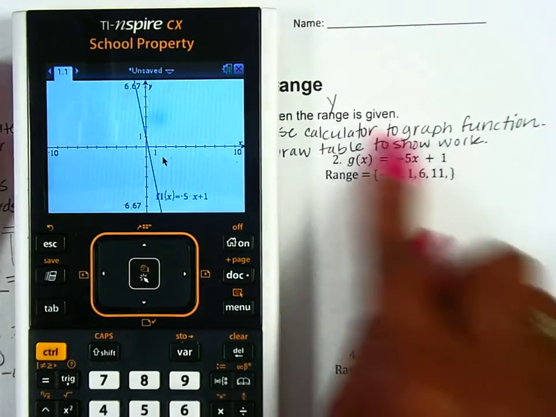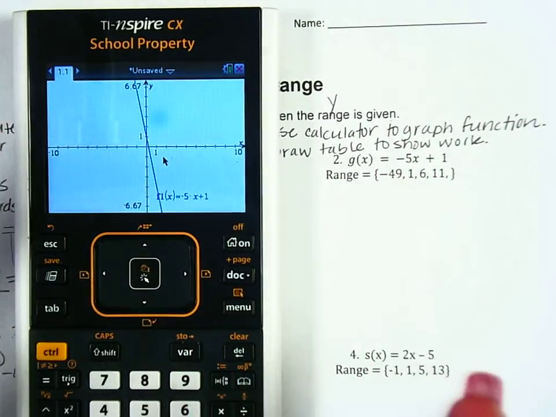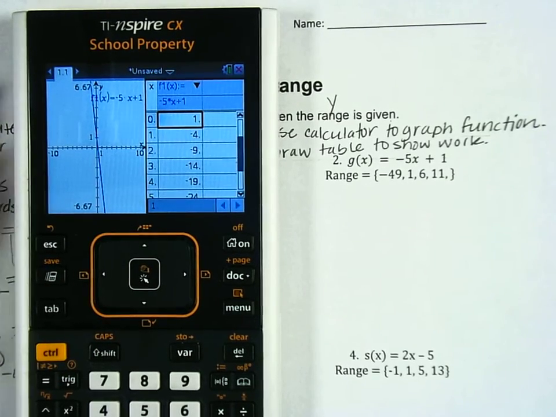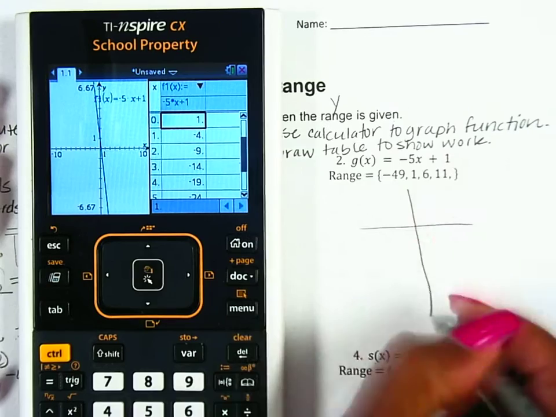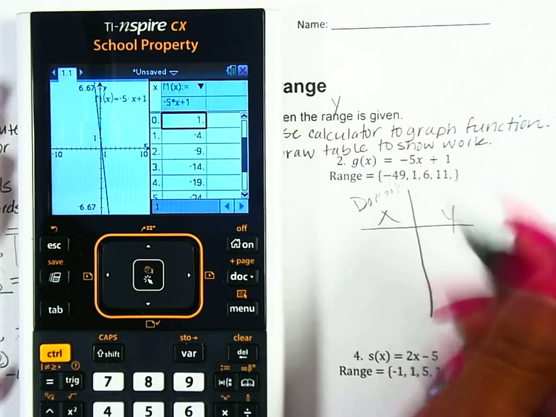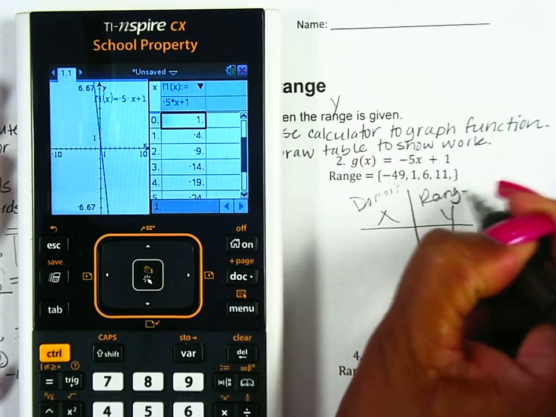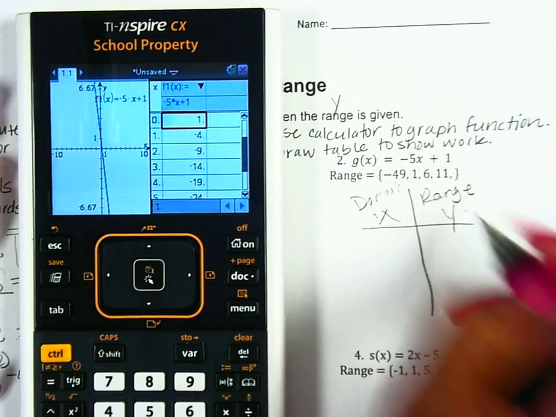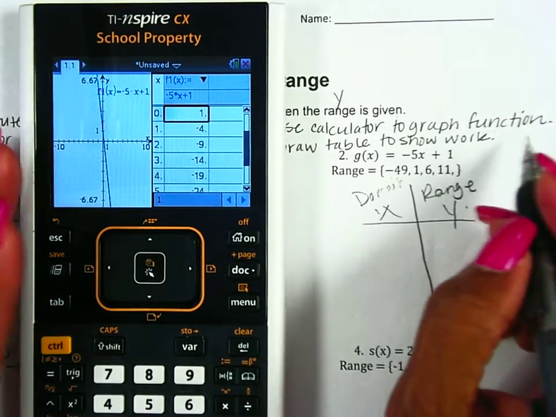Now it says Control T. Remember on the other side, it's Control T for the table. So I'm going to do Control T. Got the table. Let me put my table here. X, Y. X is my domain. Y is my range. My input, my output, my independent, my dependent. Okay, so here we go.